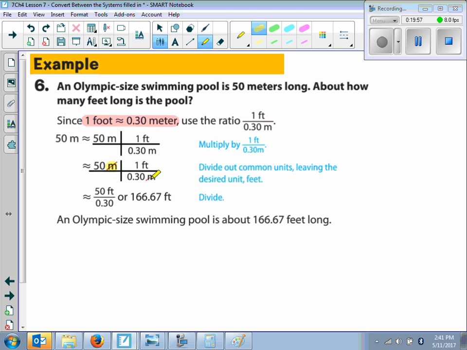So here, meters and meters will cancel, and then when we multiply straight across, we end up with 50 over 0.30. So now we can do that division, and we end up with a repeating decimal that we will round to the nearest hundredth. So that's going to give us 166.67 feet.